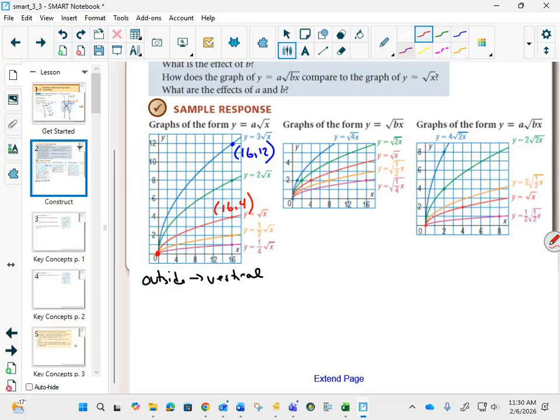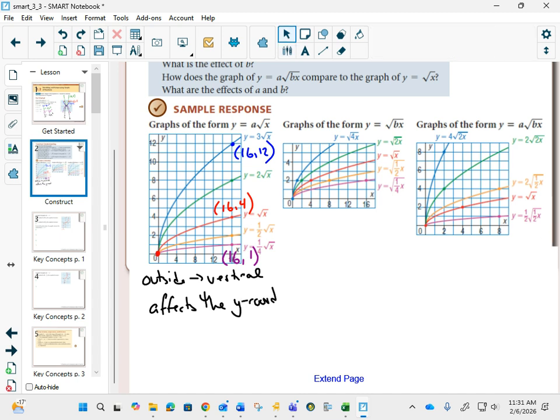The purple graph would be a vertical compression. That 1/4 in front would change your y coordinate. So now I would have 16, 1, because I would multiply my y coordinate by 1/4. And we get our new graph. Okay? Those are vertical graphs. Outside, vertical. Vertical always affects the y-coordinate.